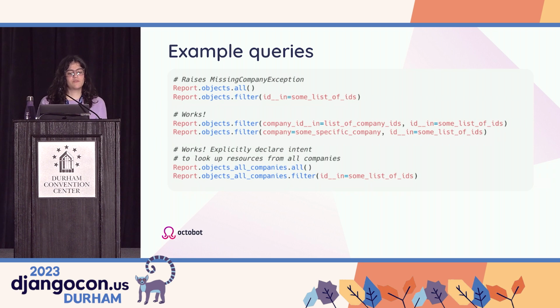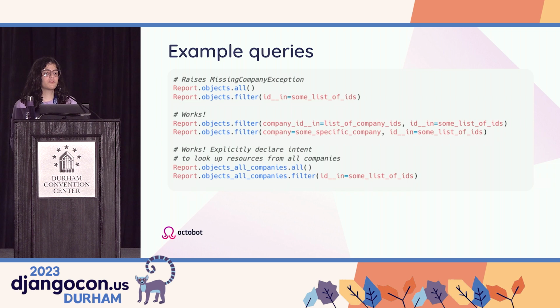And what happens if I didn't forget to filter by company? I know what I'm doing. It's not that I'm making a mistake. I want all the reports, or all the reports that match some criteria. That's why we had the other manager, the objects all companies. That one I can use as usual. I can call my all method or my filter method without any company ID. What this does is basically explicitly declare your intent to look up resources from all companies.